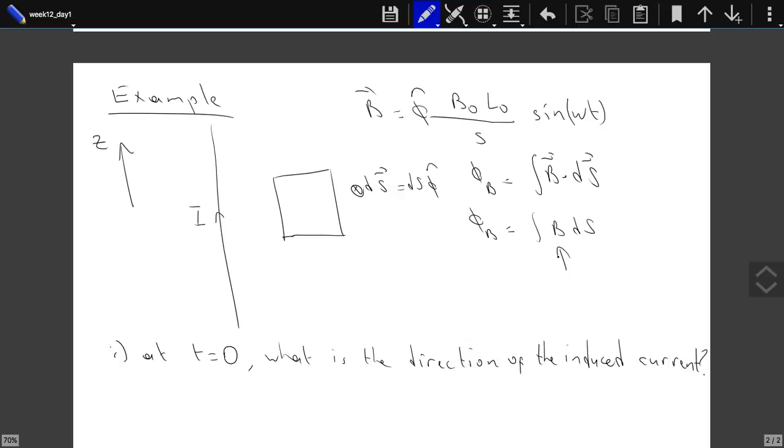So what will be the direction of the current? The current, according to Lenz's rule, will try to reduce the flux passing through our loop. So what should be the direction of the current to reduce the flux? Just use your right hand. The flux is increasing in this direction, so it should be creating a B field in the opposite direction to balance that. So your fingers are just counterclockwise.